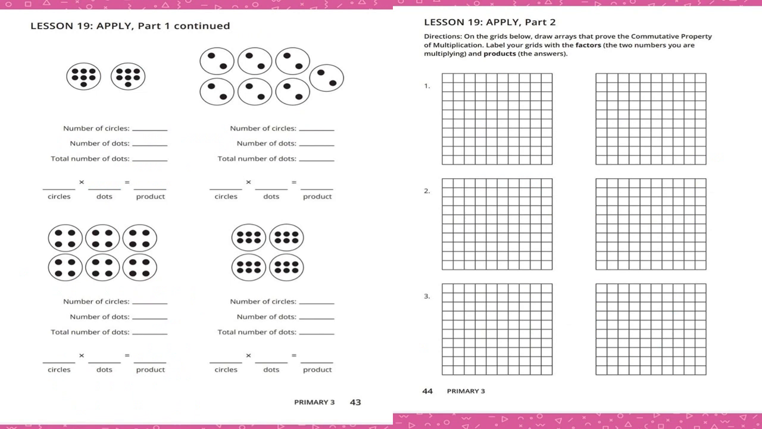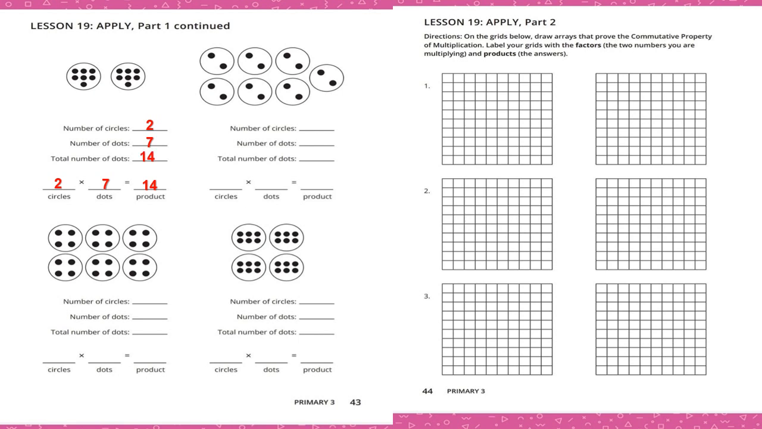Page 43 and 44. We have circles and dots. Number 1, we have here 2 circles. Each circle has 7 dots. So we write number of circles 2. Number of dots 7. We write here the multiplication equation. 2 circles times 7 dots. If we count them, we will find the product equals 14. Then the total number of dots equals 14.